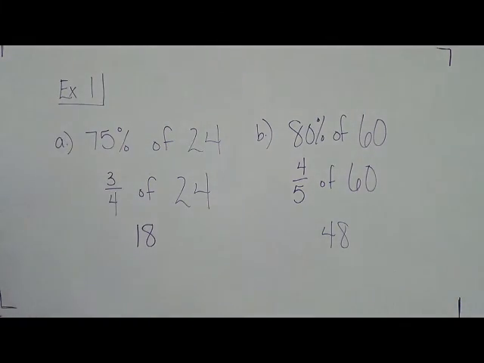And it's as easy as that to do these mentally. So that's the process we're going to use. We're going to take that whole number, divide it by the denominator so we get that many equal parts, and then multiply it by how many of those parts we want.